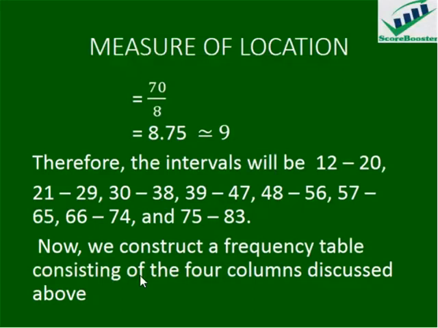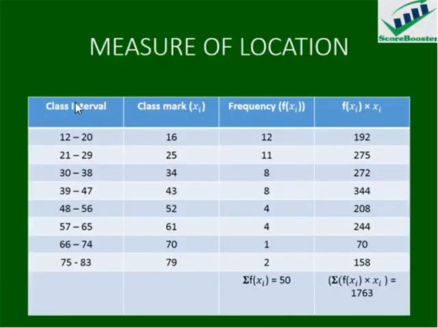You already know how to construct a frequency table of the 4 columns we discussed earlier, which is the column for class interval, the column for the item. We already said the class mark will represent the item. Then the frequency, the number of times the marks in each range of the class interval occurs, and then the column of the product of the frequency and the item. So the summation of this will give the addition of all the numbers in that set of data, and the summation of the frequency will give the total number of items in that set of data.